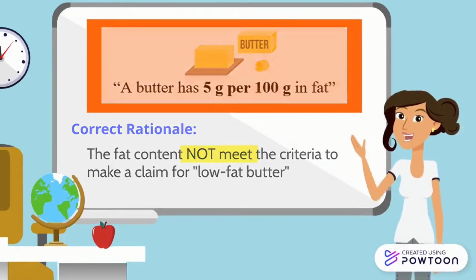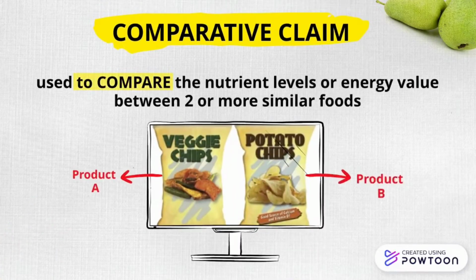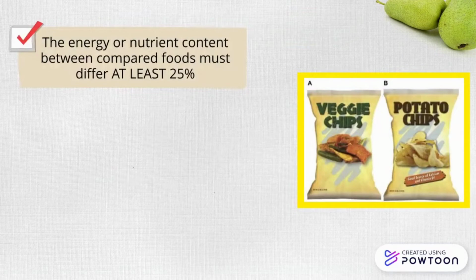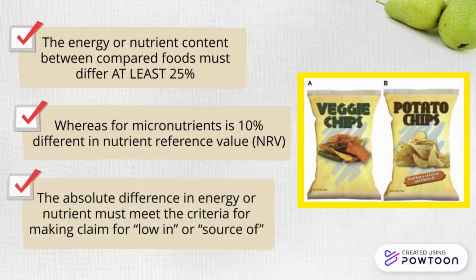The next claim is nutrient comparative claims, which are used to compare the nutrient levels or energy value between two or more similar foods. Bear in mind that the energy or nutrient content between compared foods must differ at least 25%, whereas for micronutrients it is 10% difference in nutrient reference value (NRV). The absolute difference in energy or nutrient must meet the criteria for making claim for low in or source of.